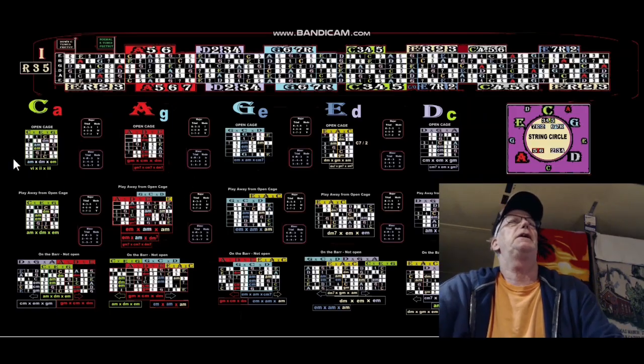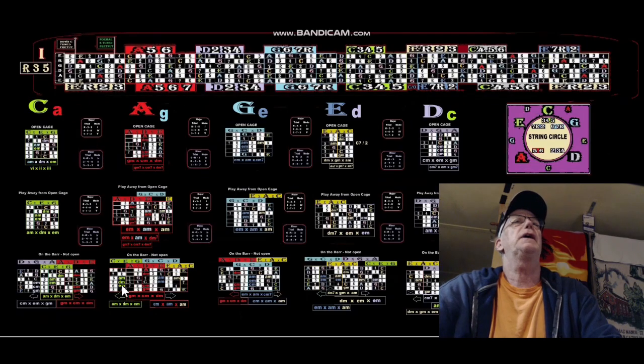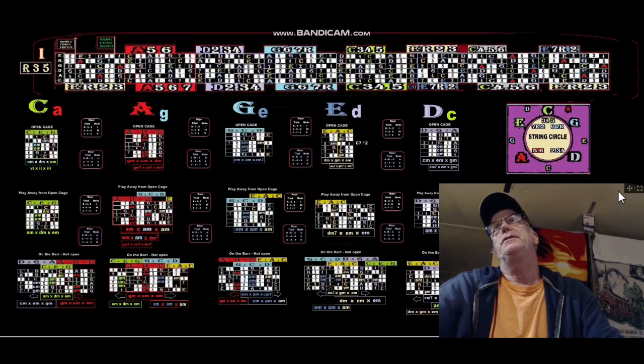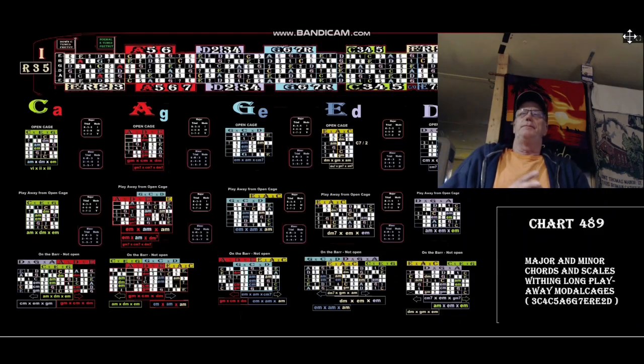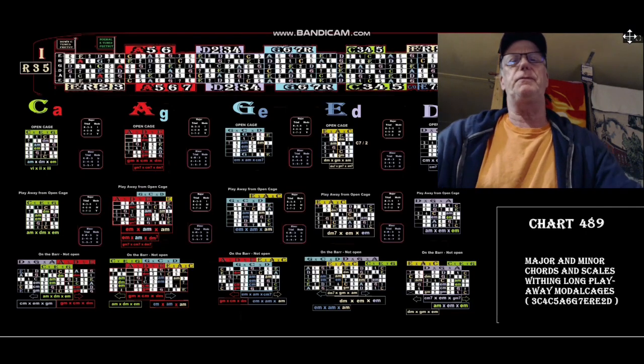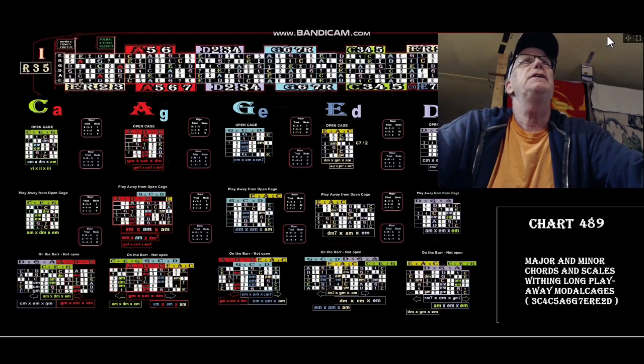The last lesson, I believe, unless it was 488. Okay, I think we had 489. I don't know if we got to this lesson. And this is important stuff. I mean, this is what the lesson's about today. Major and minor chords and scales with long play-away modal cages, the KG system. And I fixed it up for the next chart, so we're going to be looking good and make it real easy. So we don't even have to deal with this.